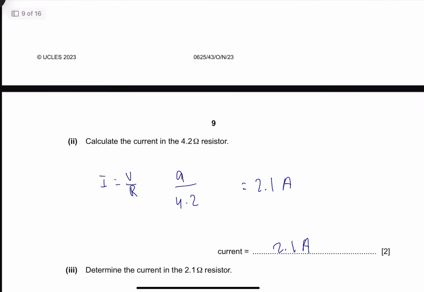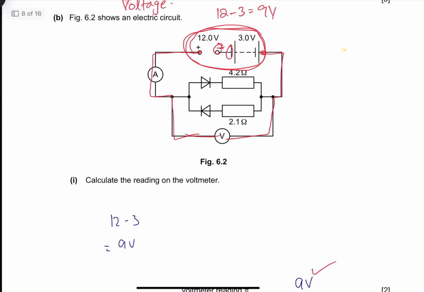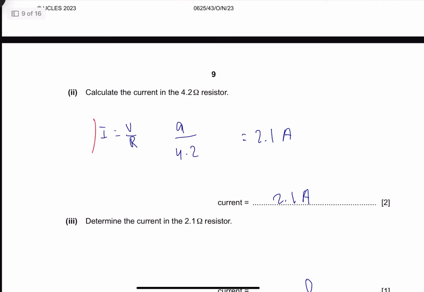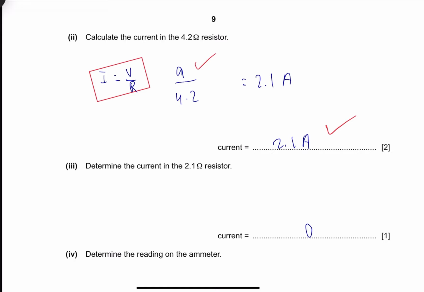And second part, calculate the current in the 4.2 ohm resistor. 4.2 is this one. This is also parallel to it. So if there is 9 volts across the battery, it means there is also 9 volts across the resistor. We know the voltage, we know the resistance, we have to apply Ohm's law. I is equal to V over R. Putting the values, you get the answer 2.1 ampere. So we have determined the current in the 4.2 ohm resistor.